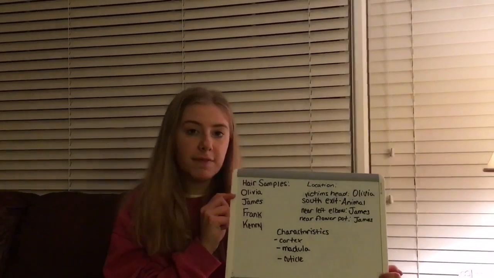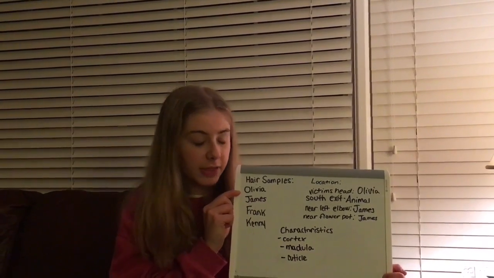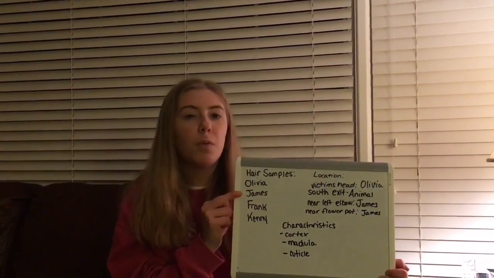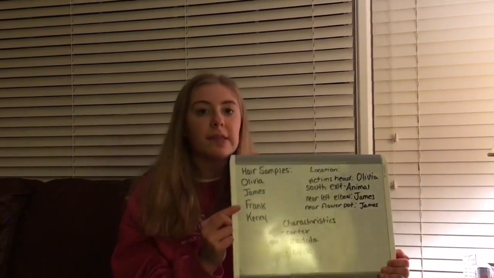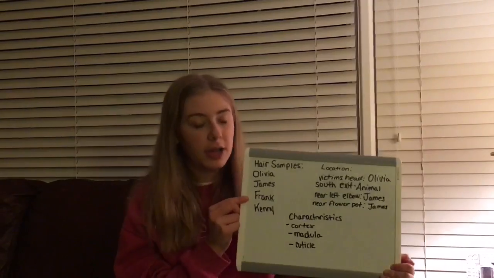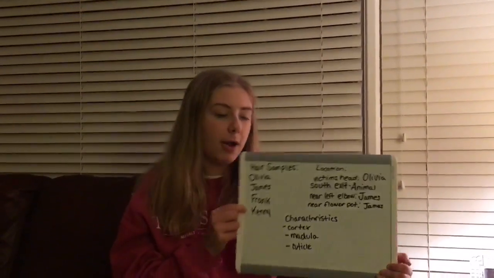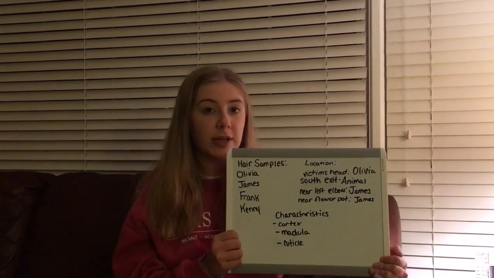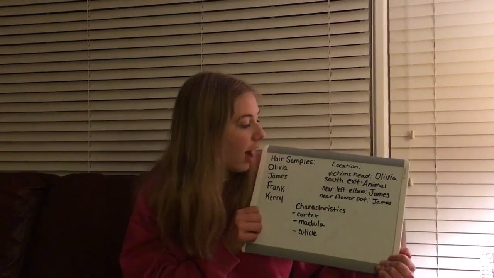So with Olivia's hair, she's blonde hair with a thin cuticle. James's hair, which is also blonde, with a thicker cuticle. Frank's hair, which also has a thicker cuticle and is blonde. And Kenny with brown hair. I was able to use this information and determine whose hair belonged to who found at the crime scene.